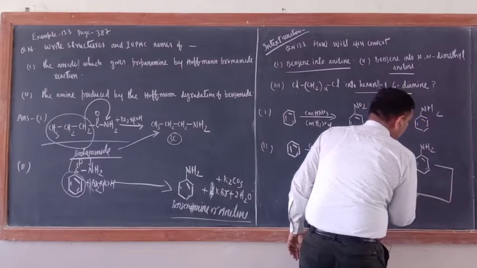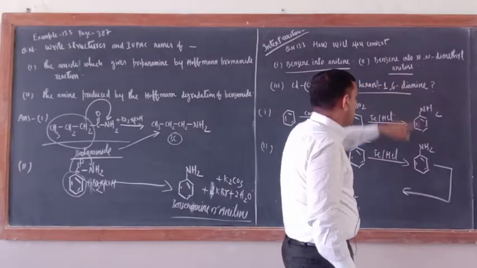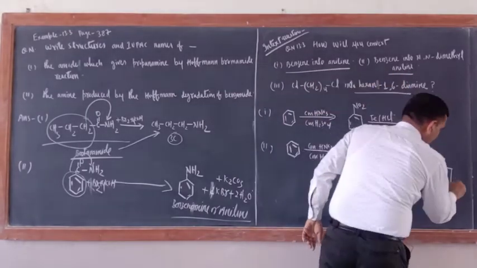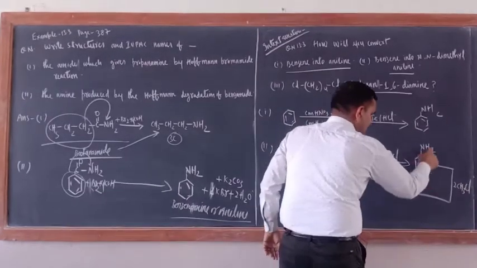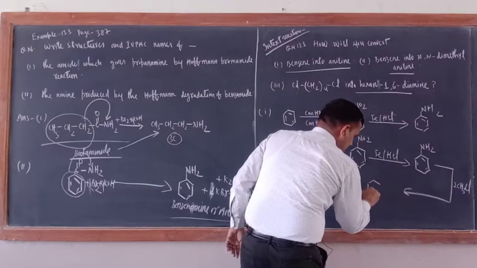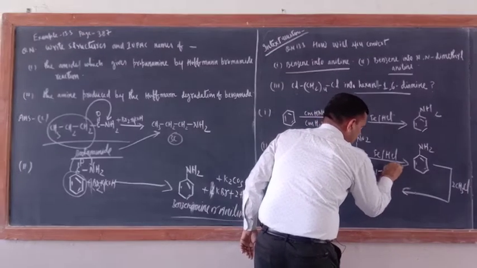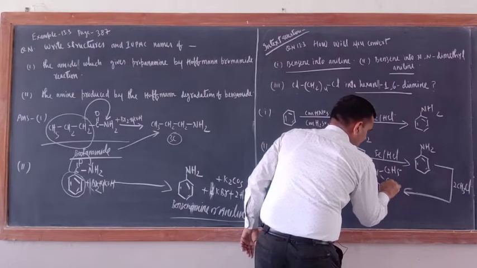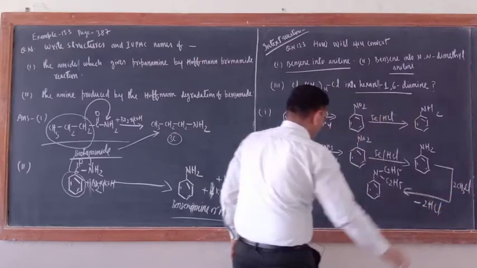Now, as it says benzene into N,N-dimethyl aniline, 2 molecules of CH3Cl should react here. So now these 2 hydrogens will be replaced. Just see, here on N there should be CH3, and here also CH3, minus 2HCl. You have got this one also.